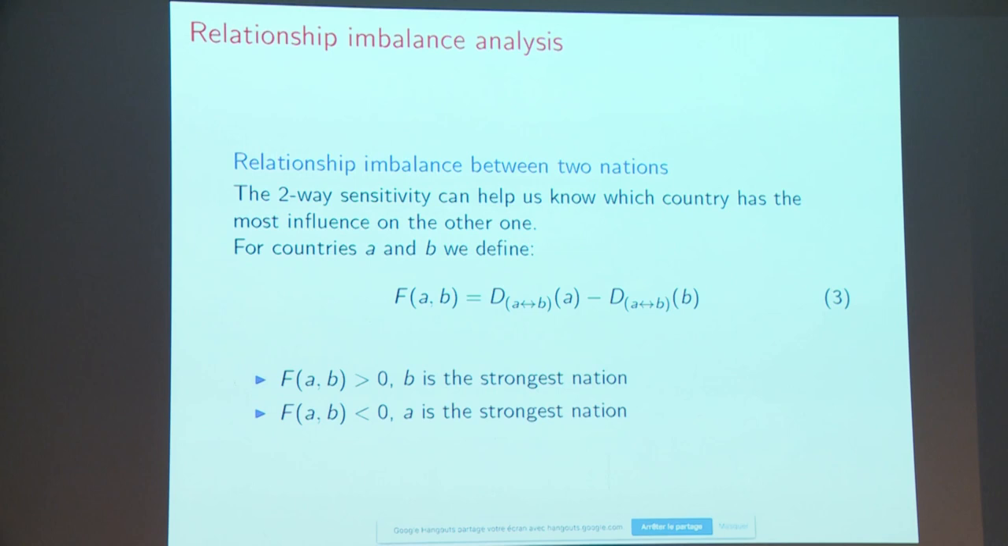It is the difference between the two-way sensitivity for country A, observed at country A, minus the two-way sensitivity between A and B, observed at nation B. And this relationship imbalance can be interpreted in the following way. If this F between countries A and B is positive, it's B that is the strongest nation and is going to lead. And if F_AB is negative, A is the strongest nation.